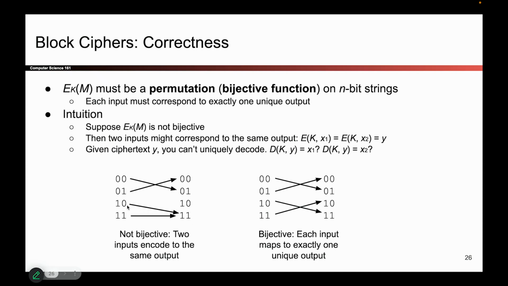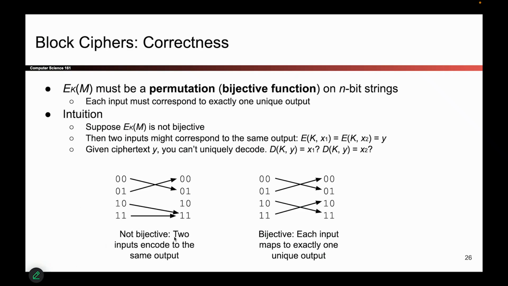Does it decrypt to 1, 0? Does it decrypt to 1, 1? It's not so clear. Both of those would be valid choices. So in this picture, this particular block cipher doesn't work because when Bob receives 1, 1, it is not clear if it decrypts to 1, 0 or 1, 1. Both would be valid plaintexts.